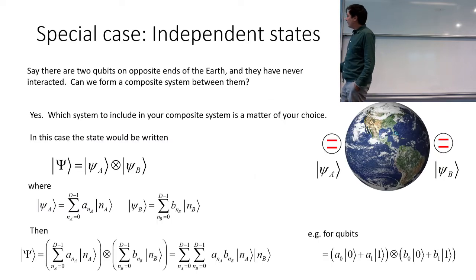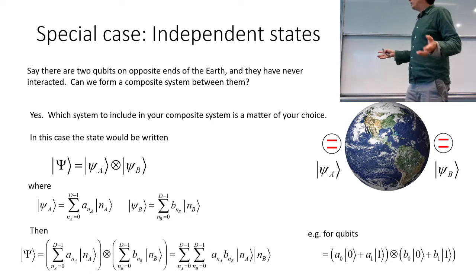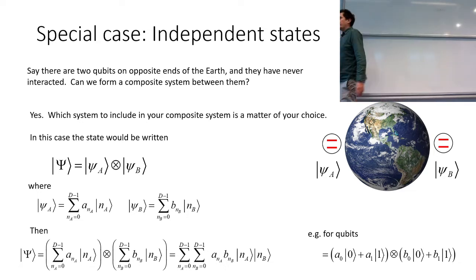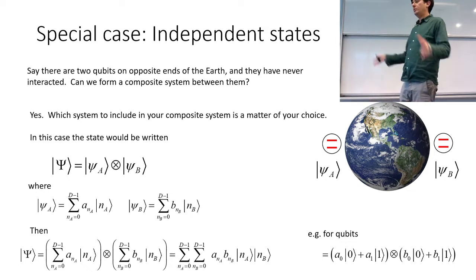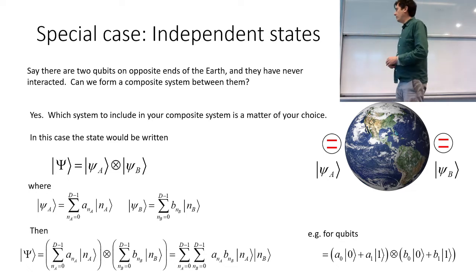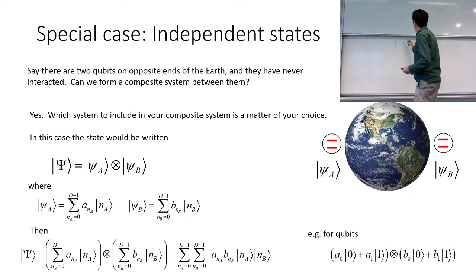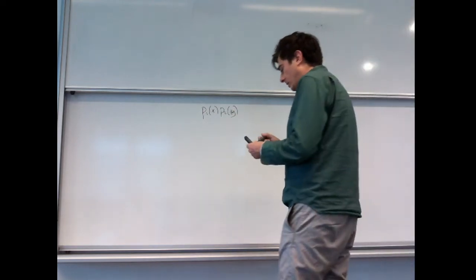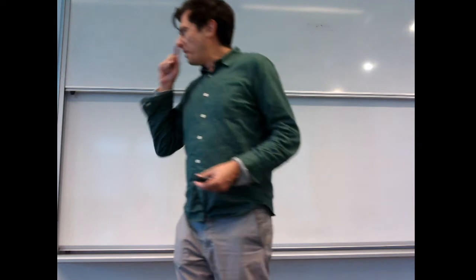For a special case of states, so this was a completely arbitrary 2-qubit system here, but you can have a particular class of states where basically the states are totally independent of each other, and it works a lot like independent probability distributions. So if you have 2 probability distributions and they're independent, then the probability distributions just sort of multiply. So if you have P1 and P2, you've got 2 probability distributions, and they just multiply.